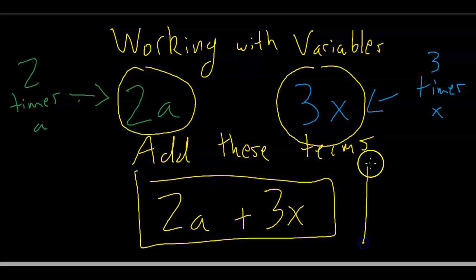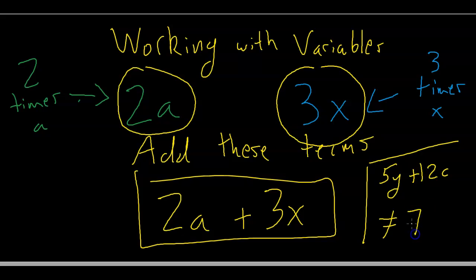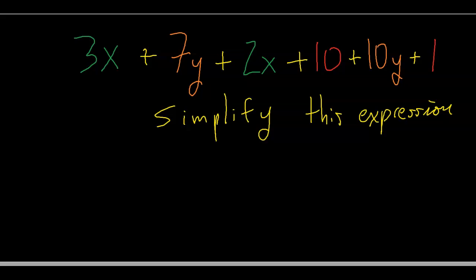Okay, if you had something like 5y plus, say, 12c, it's not like this equals 17 something, right? We can't just combine those numbers together if the variables that are attached to those numbers are not exactly the same. All right, so let's take a look at the kind of task or the kind of operation we need to be able to do very easily with variables throughout this course.